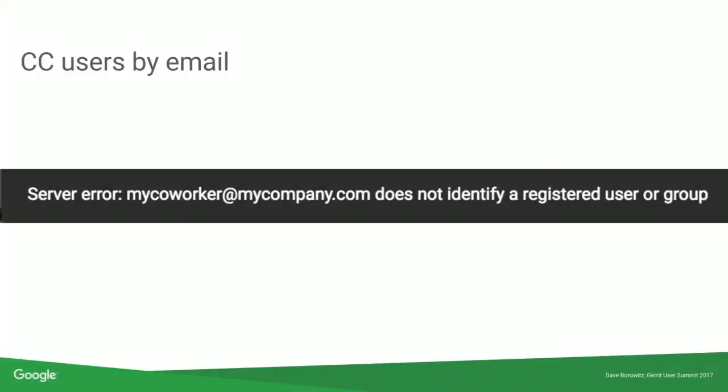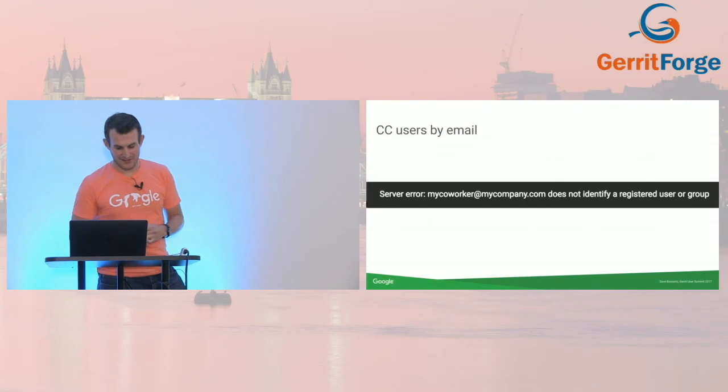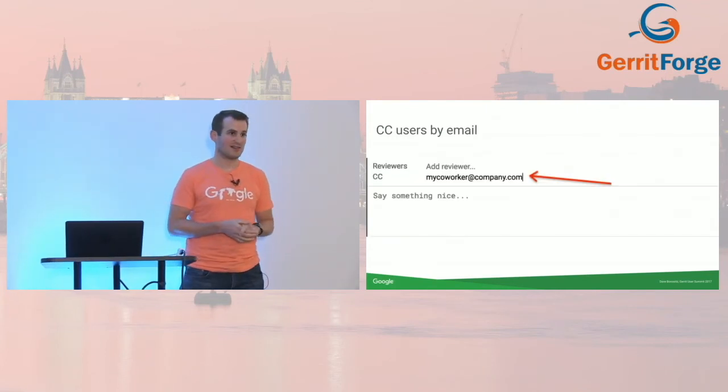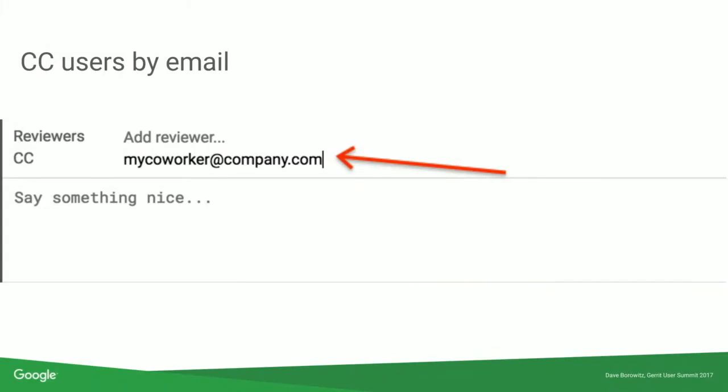Another user complaint that we got all the time is that somebody gets a new coworker, or somebody transfers to the project, and they want to add them as a reviewer on their first change, and they get this error message that says, my coworker is not a registered user. So we have sort of partially solved this problem. You can actually add a CC by email address, also only available in NoteDb.